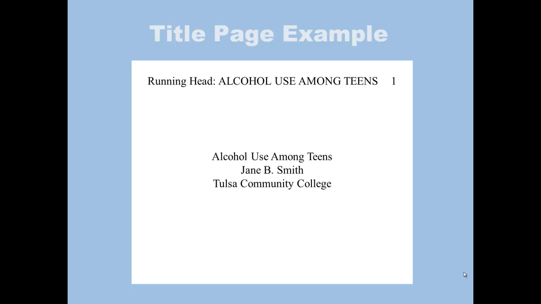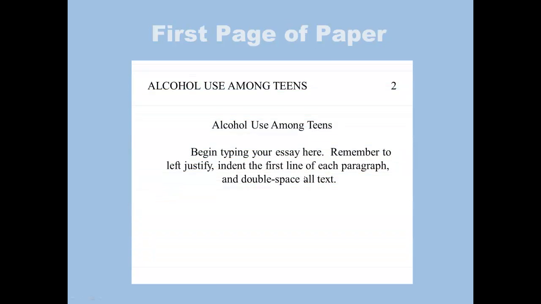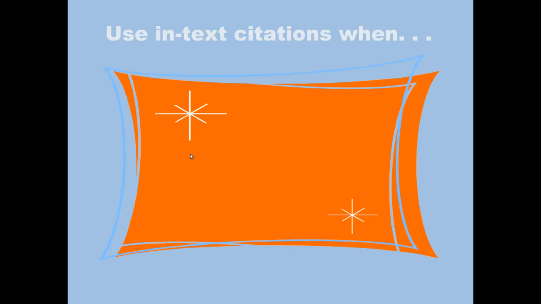So here's an example of a title page: running head up on the left, justified, page number on the right, and then everything else is centered. And then the first page should look very similar to this. This particular document makes sure that the body of our text is justified to the left and that we indent the first line of each paragraph. I see this is a continual issue. Paragraphs are indented, so let's make sure that we take care of that going forward.